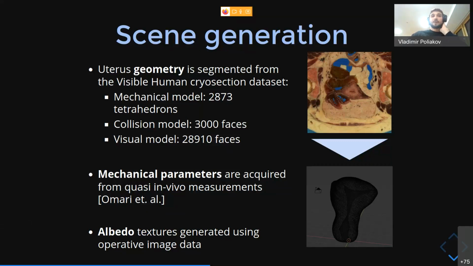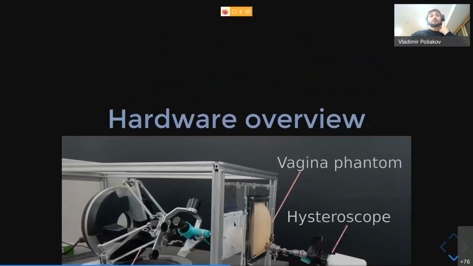As for the mechanical parameters, we used a paper from Omari et al. to define the Young's modulus of the uterus, and we used some operative image data to create albedo textures, and then using automated tools, we also created normal mapping and height maps for parallax mapping.